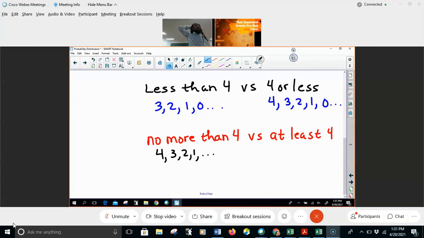All right. Then the other part says at least 4. If we're saying at least 4, that means it's going to be at least 4, but it can be more than that. So that's 4 or more. And write that, 4 or more. So that means 4, 5, 6, 7, 8, so on and so forth. So 4 or more. At least 4.